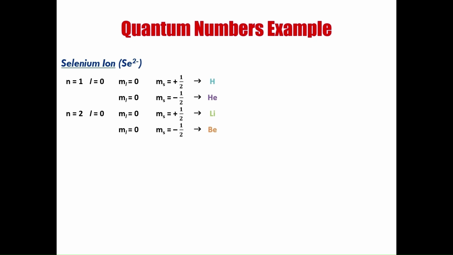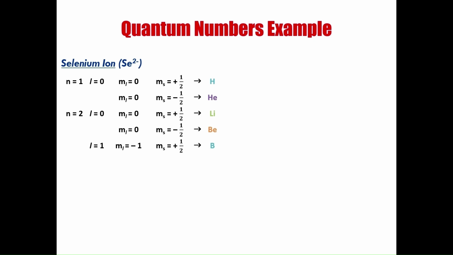p orbitals. I do this by writing L equals 1. Now you have to remember that for L equals 1, ML ranges from -1 to +1. And so I start with the lower integer, -1. And so ML will be -1. I'm going to put my first electron in that orbital. Now I have boron.